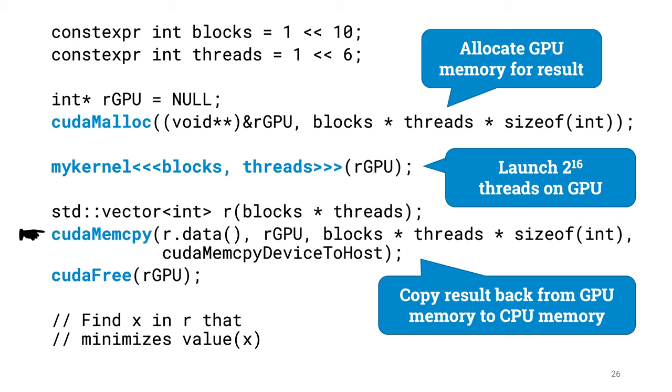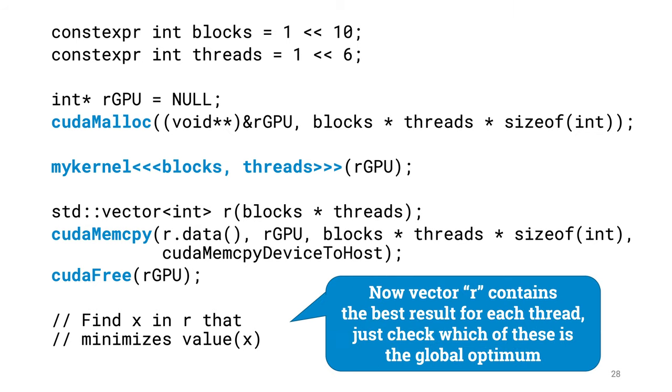This time we are asking it to copy from device, which means the GPU memory, to host, which means the CPU memory. By the way, this call will automatically do synchronization for us. It will ask the GPU to wait for all threads to complete their work, and it will copy data only after that. Once the data is safely back in the CPU memory, we can release the GPU memory block that we had reserved, and we are done. Now we have got a perfectly normal std::vector, and we can continue with normal CPU code to post-process the results and print out the global optimum.